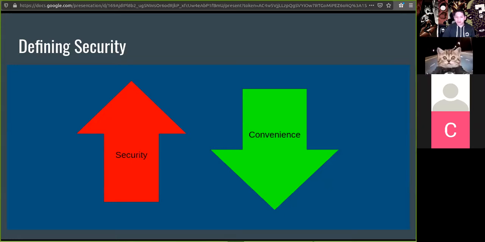Think about, for example, a password. A very simple password, like the word password, is convenient, but it is completely insecure. Whereas something that has 20 characters, is completely random, and hard to remember and hard to type because it has characters all over the place, is much more secure, but it is not so convenient.